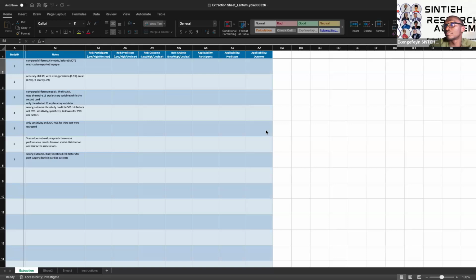Another one was studying post-surgery survival. These are all patients who already have cardiovascular disease, I think coronary artery disease. All of them already have a cardiovascular disease. So the outcome in that case was not really aligning.